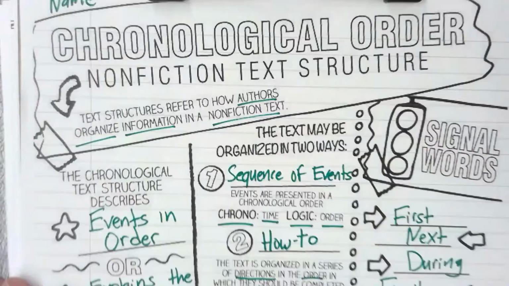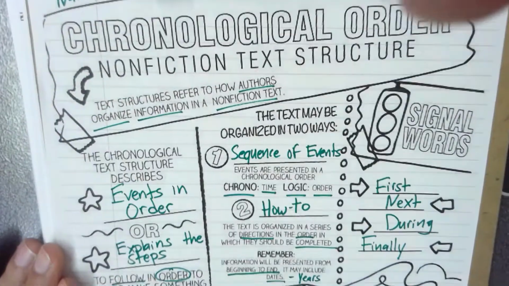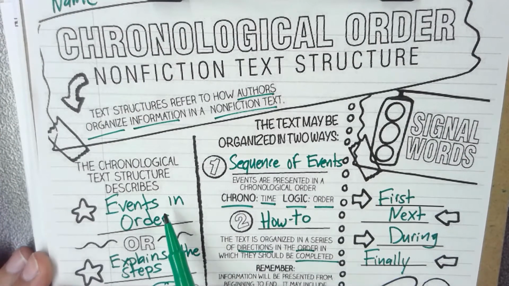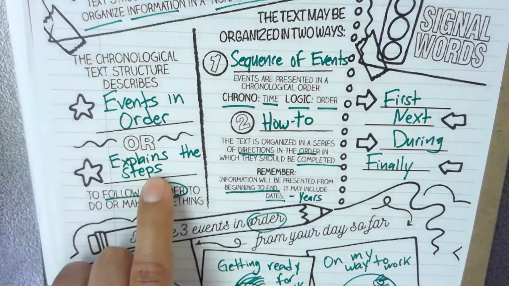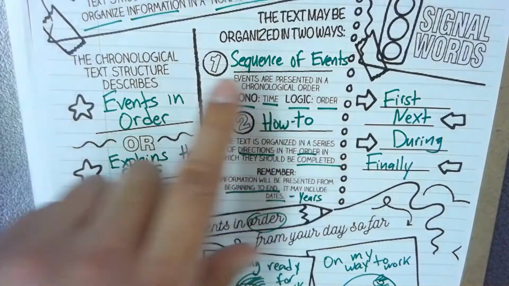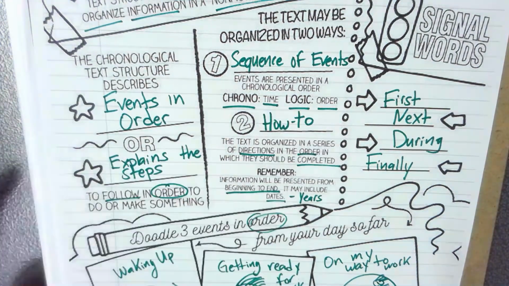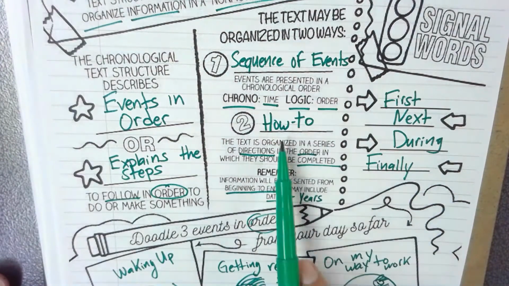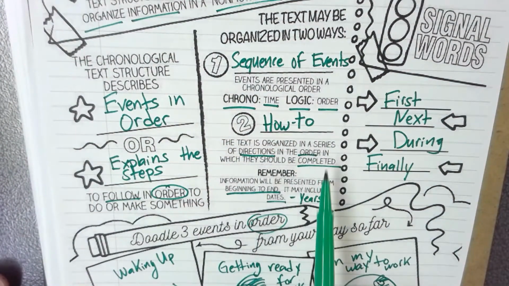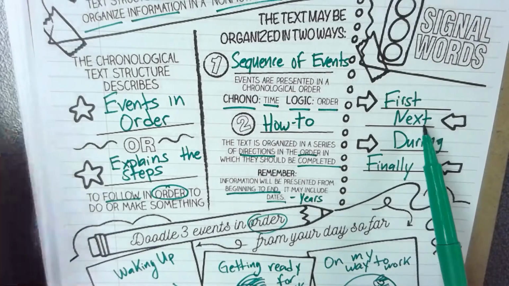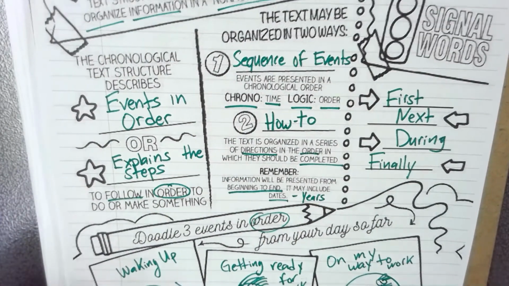Now, we're going to turn this over to the back. But remember, chronological order just means the text is describing events in order. It's explaining the steps. It's organized in sequence of events. The word chrono means time. Logic means order. Or it's organized as a how-to. Directions in order that need to be completed. And it's always beginning to end, and it might include dates. And your signal words are first, next, during, finally. Now let's turn it over to the back.